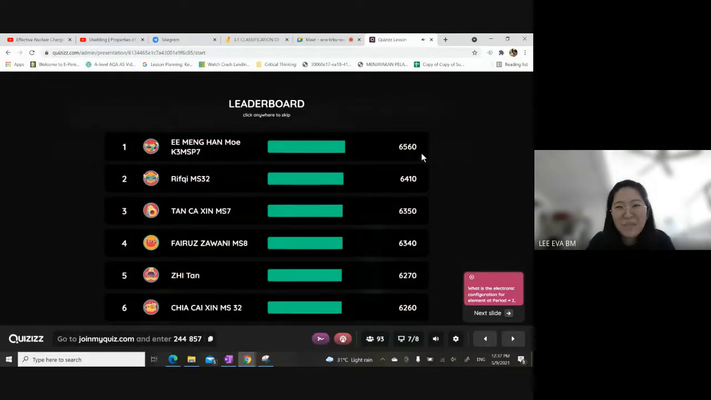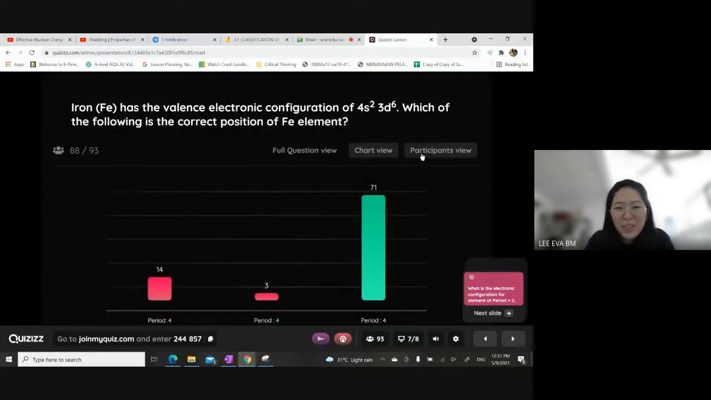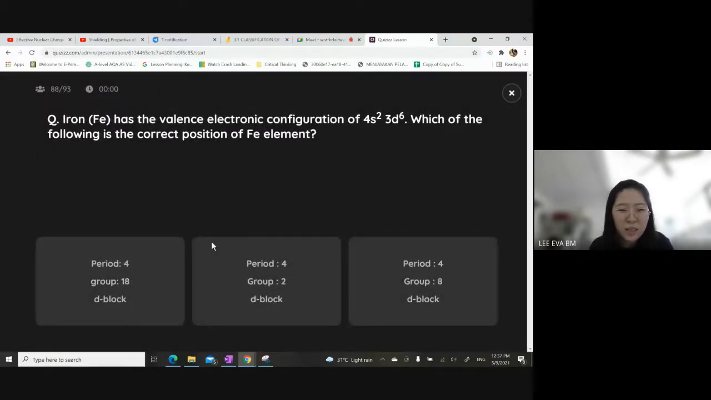Right, we change a little bit in the leaderboard. Okay, so for this one, we have two major answers. 71% of you got it correct, and another 14% chose the first answer. So let's see. 4s2 3d6, what is the correct position? The highest value of n gives you period 4. The total valence electrons is 8, so it will be in group 8. And the last electron entering d will be in d block.